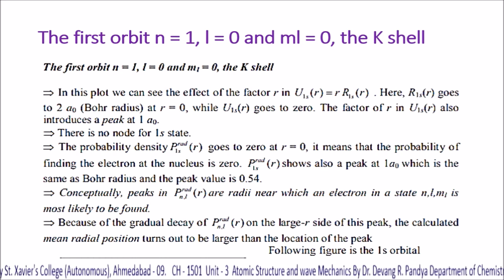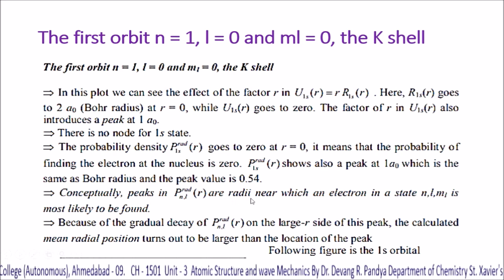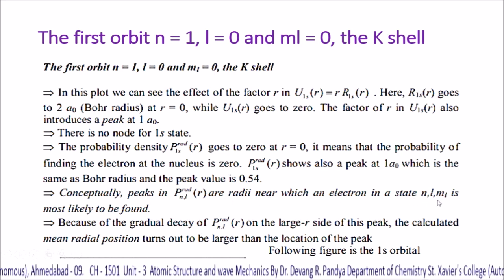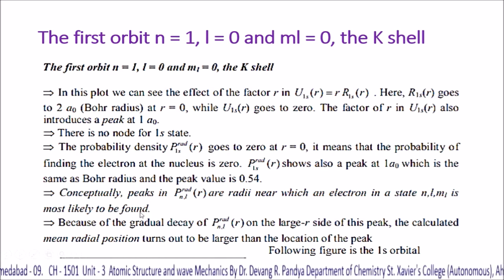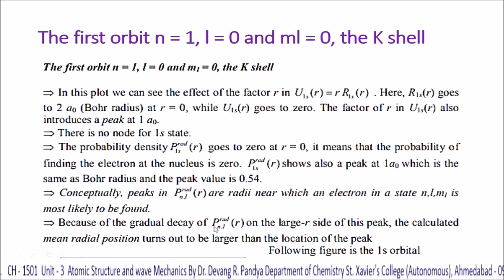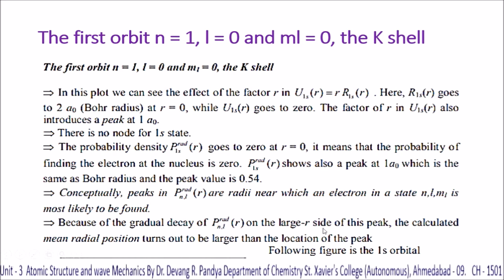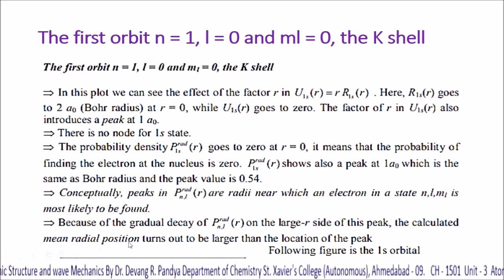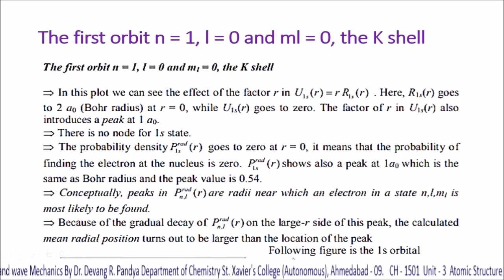Conceptually, peaks in P(nl) are radii near which an electron in a state n, l, m subscript l is most likely to be found. Because of the gradual decay of this value P(nl) on the large r side of this peak, the calculated mean radial position turns out to be larger than the location of the peak.